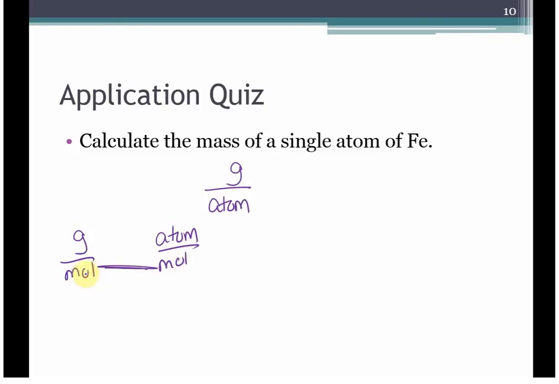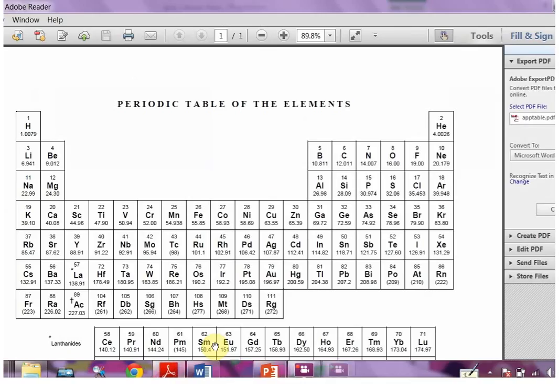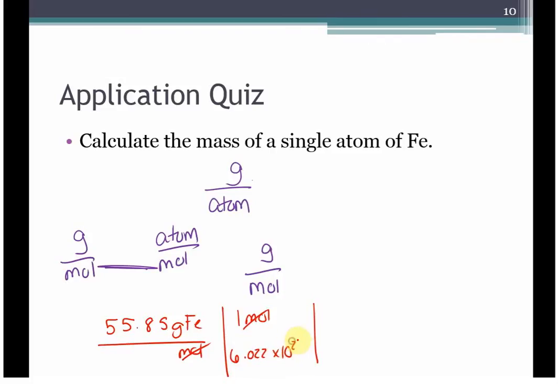So let's start with the grams per mole because we want grams on top. And for iron on the periodic table, it is 55.85. So we have 55.85 grams of iron per mole. And we know that every time we have one mole, and I'm writing mole up here so that my units cancel, we get 6.022 times 10 to the 23rd atoms of Fe.